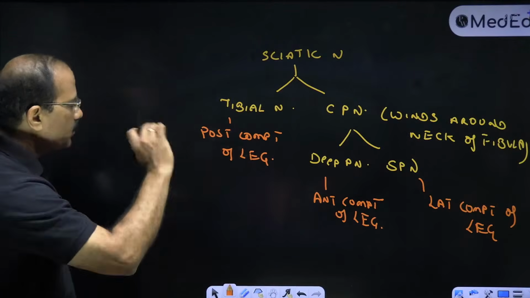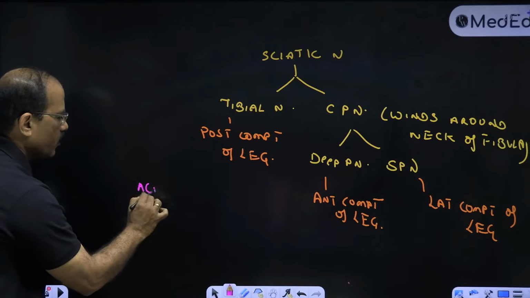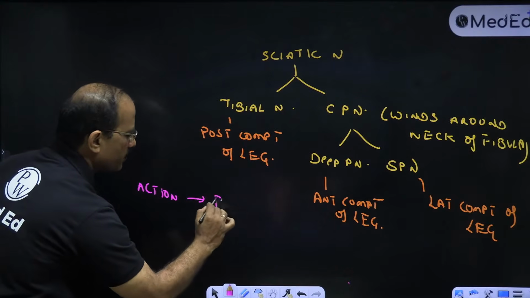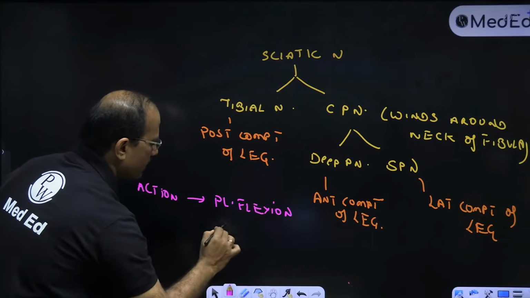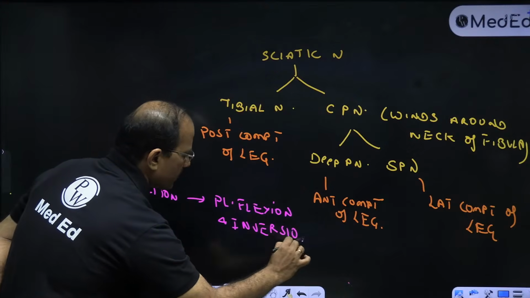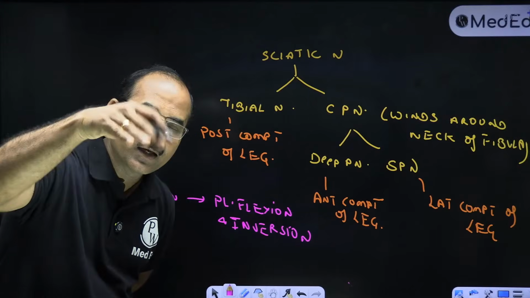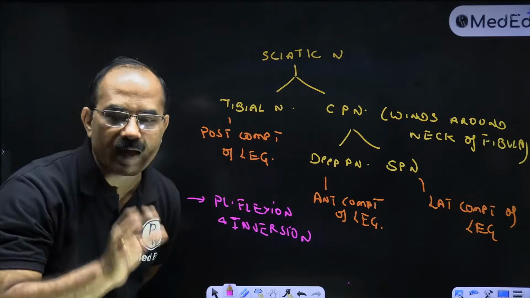Okay. Tell me, what is the action of the muscles of the posterior compartment? Posterior compartment का action क्या है? Plantar flexion and inversion. Posterior compartment of leg का action क्या है? Muscles का action is plantar flexion and inversion. बस इतना याद रखना.